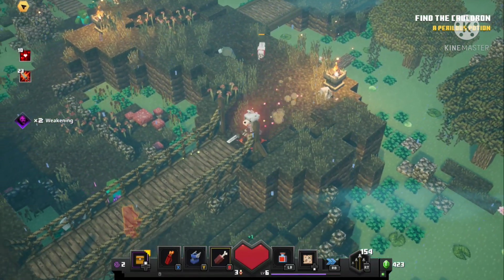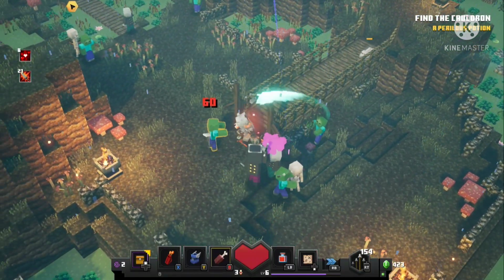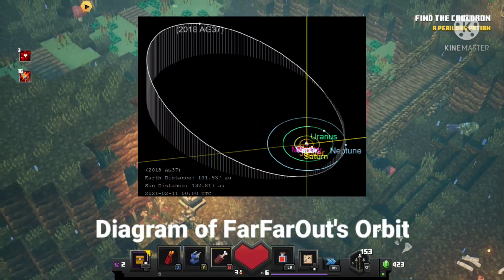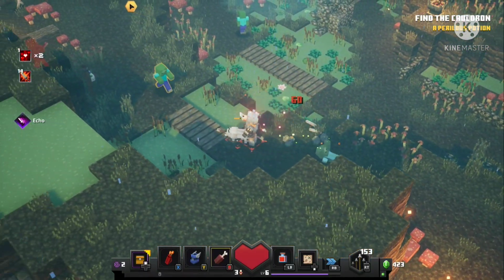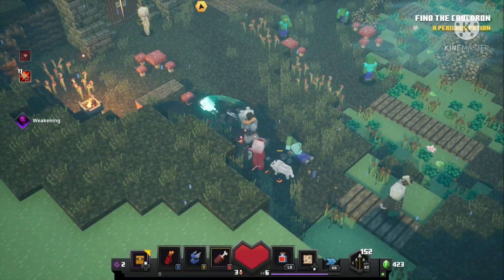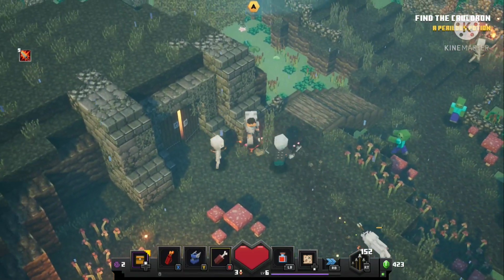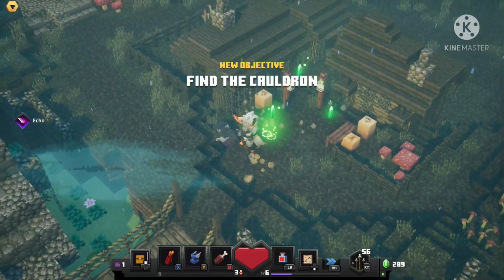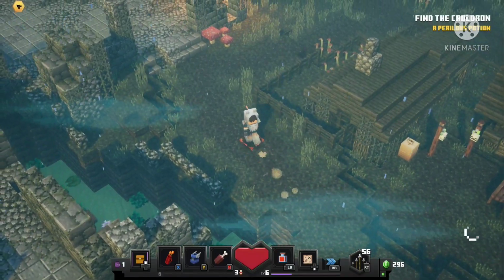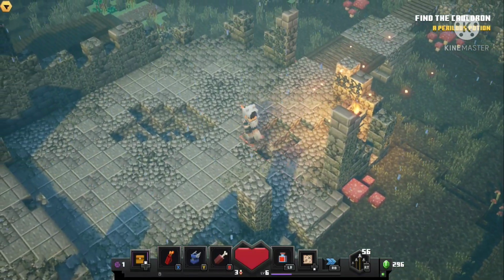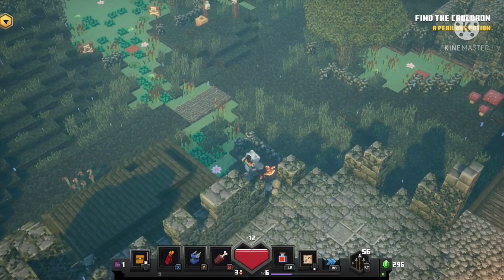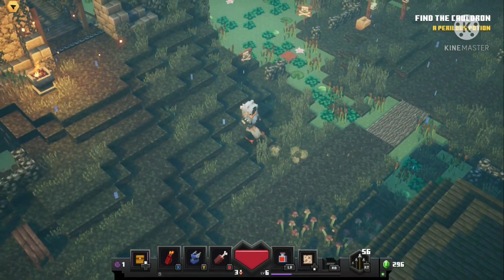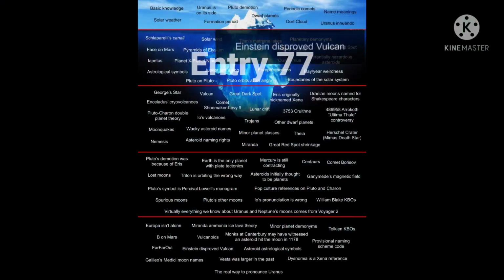2018 AG37, nicknamed Far Far Out, is a distant trans-Neptunian object and centaur that was discovered approximately 132.2 astronomical units or 19.78 billion kilometers away from the Sun. It was imaged in January 2018 during a search for the hypothetical Planet 9 or Planet X. The confirmation of its discovery was announced in February 2021 by Scott Shepard, David Tholen, and Chad Trujillo. It was nicknamed Far Far Out to emphasize its distance from the Sun.